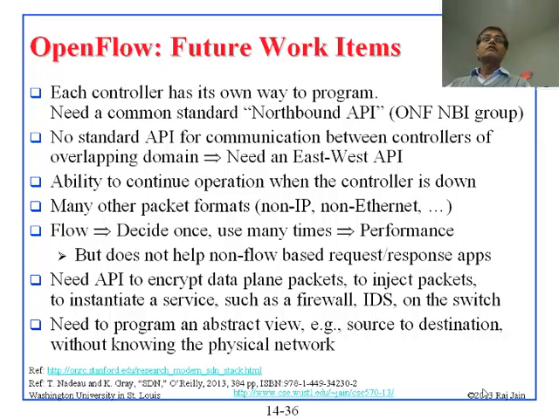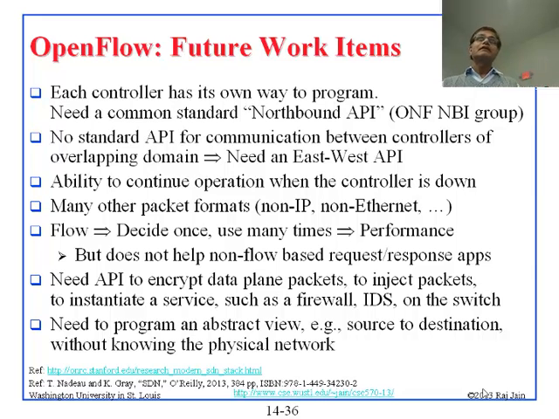So that requires a lot of hits, because those request responses have to go to the controller and come back. Need an API to encrypt data plane packets. Many devices today can take an unencrypted packet and spit out an encrypted packet. These are called firewalls, and these are also called VPNs, routers, and things like that.